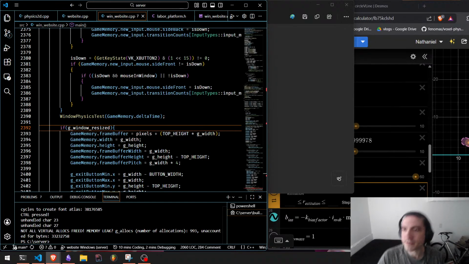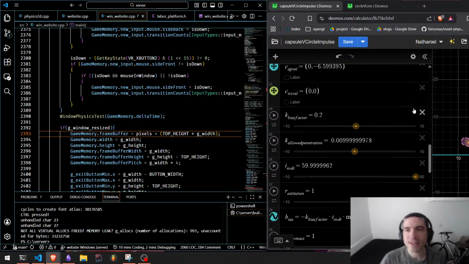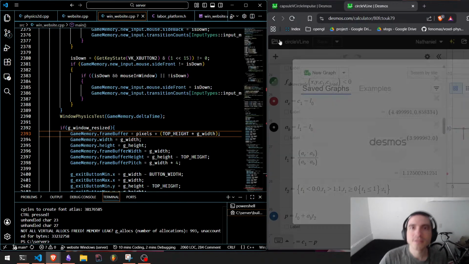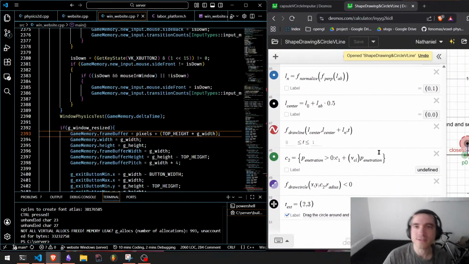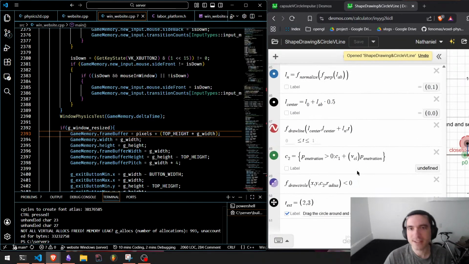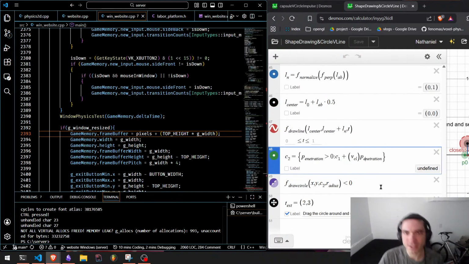Okay, cool. So, where we left off, we had shape drawing and circle line stuff. So I showed you all that. I was vague in a few spots, but I'm sure you can figure it out.